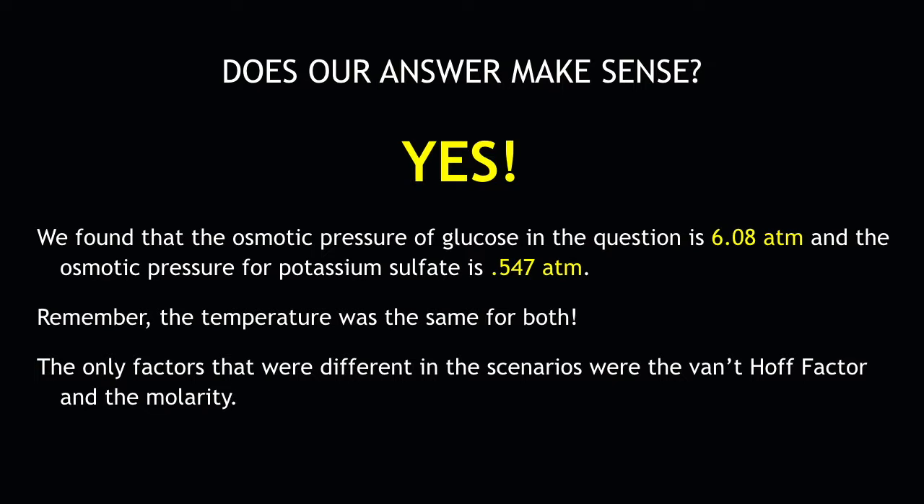And of course, we ask whether our answer makes sense, and we found that yes, it does, because the osmotic pressure of glucose in the question is 6.08 atm, and the osmotic pressure of potassium sulfate is 0.547 atm. We can remember that the temperature was the same for both, and the only factors that are different in the scenarios were the Van't Hoff factor and the molarity.